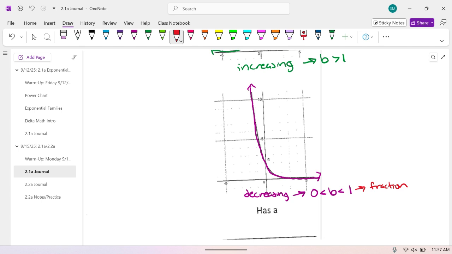Okay? Now, if I had this, it would be decreasing because it's a true blue fraction, meaning the numerator is smaller than the denominator. All right? It's a true piece of a whole.